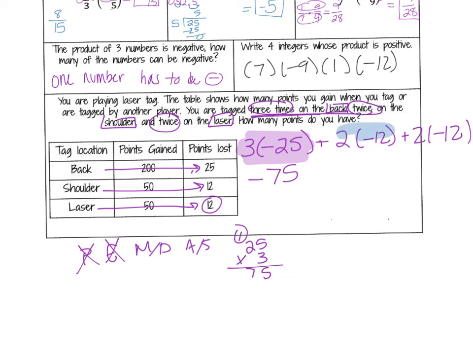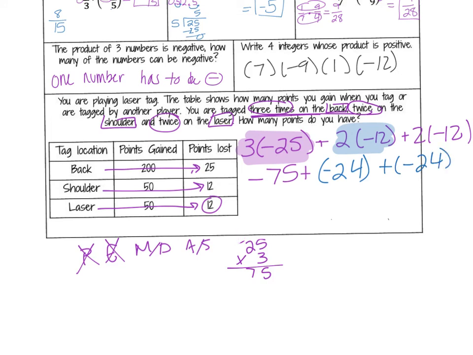I have 2 times negative 12. 2 times 12 is 24. A positive times a negative is a negative. So plus negative 24. And then I know I'm going to get the same answer for this because it's the same problem. So plus another negative 24.